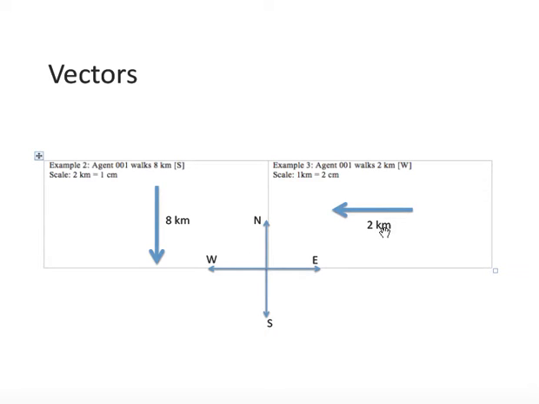Here, this vector also happens to be 4 centimeters long because of the scale, where it says here 1 kilometer is 2 centimeters. So 2 kilometers would be 4 centimeters, and we're asked to draw a vector that is 2 kilometers in length. Notice it points west.